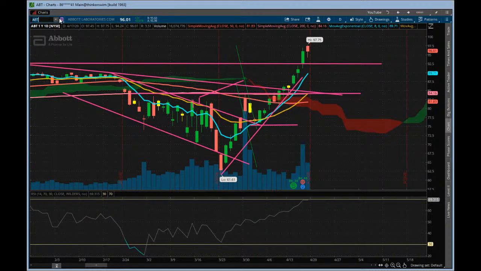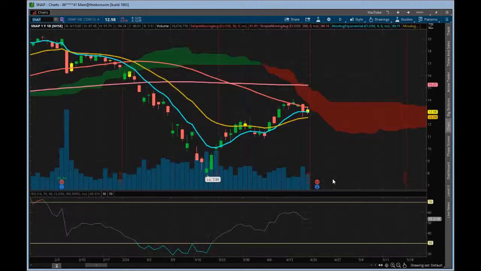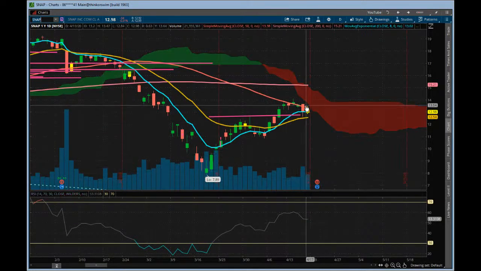So good stuff. Let's take a look at Snap. Yep, Snap, we got earnings coming up on this one. Earnings coming up, inside day, getting really tight.